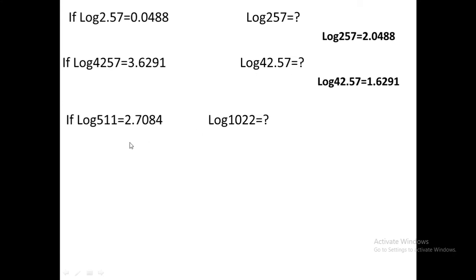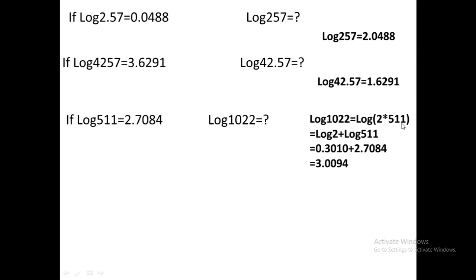Similarly, for 511, if you want to calculate the value of 1022, in this case we can rewrite it as 2 into 511, and the log 2 value we already know, and after putting the log value of 511 we get to know that the exact value is 3.0091.